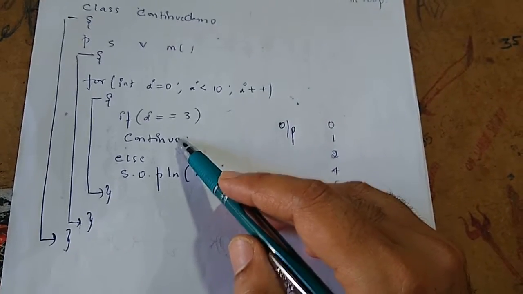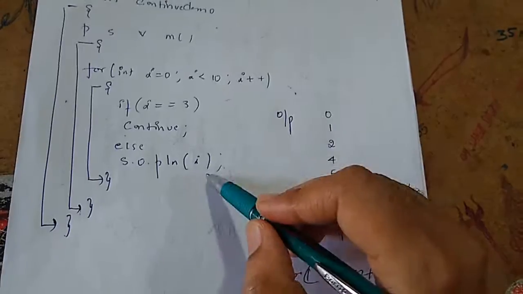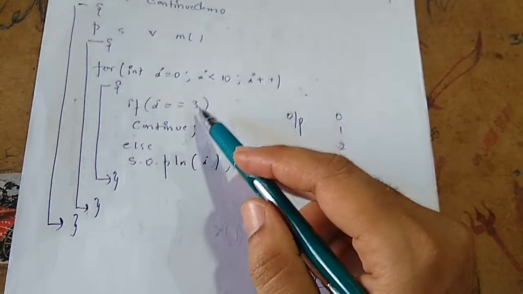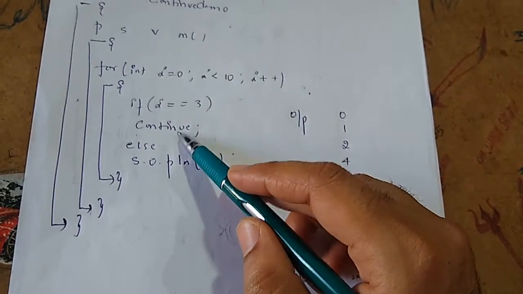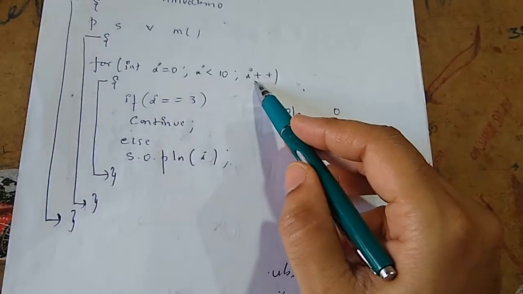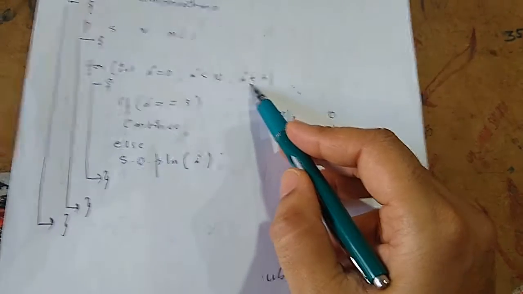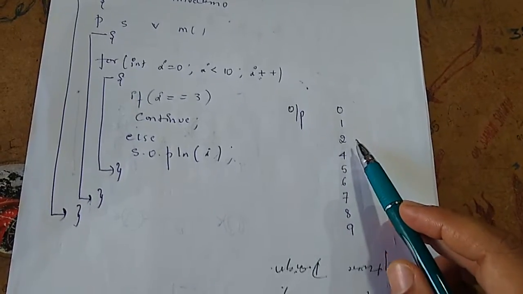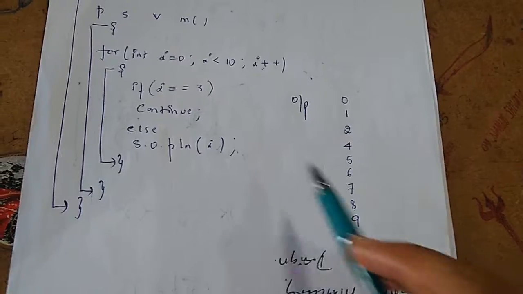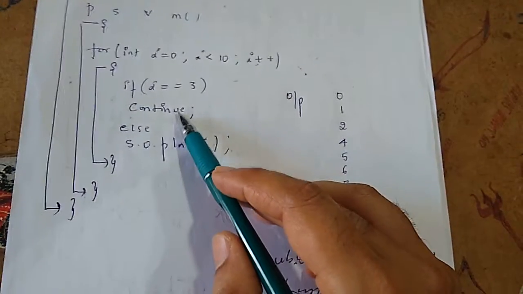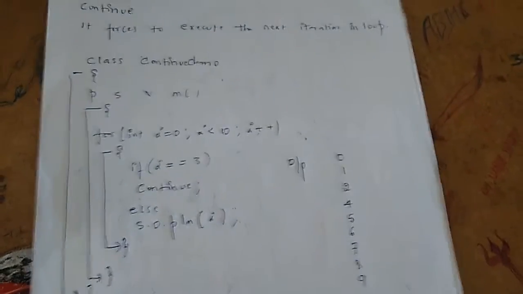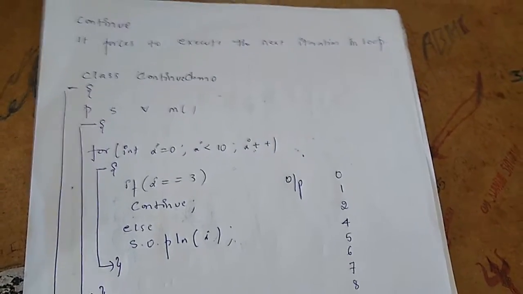So what will happen? For i equal to 0, it will print. For i equal to 1, it will print. For i equal to 2, it will print. If i becomes 3, once it encounters the keyword continue, it will continue with the next iteration. It will not print the value of i, and it will continue with the next iteration, that is 4. So you'll get the output 0, 1, 2, 4, 5, 6, 7, 8, 9. It will not print 3, because of the keyword continue. So continue forces the next iteration in the loop. Just copy this particular program along with the output.